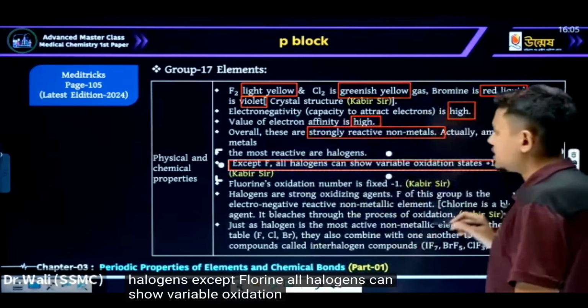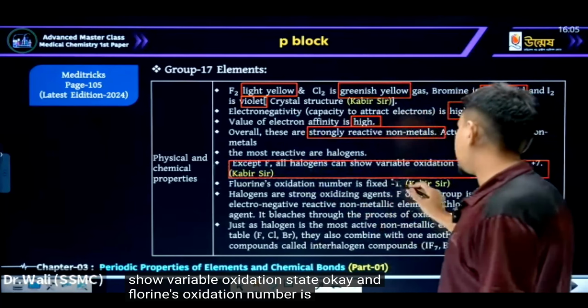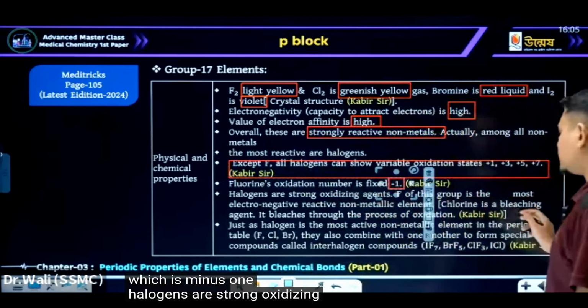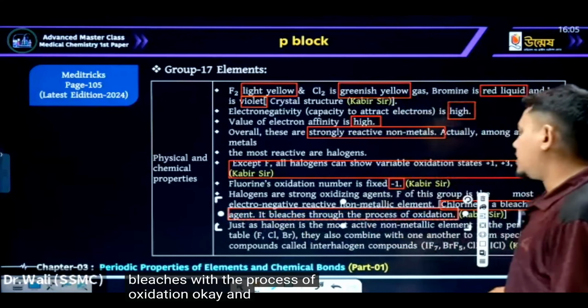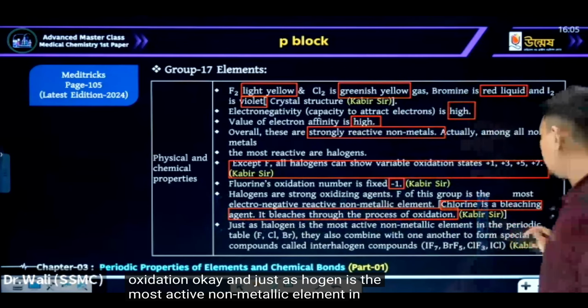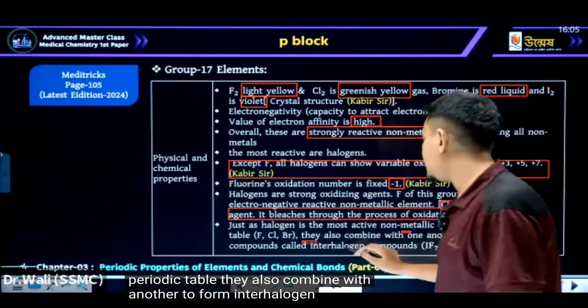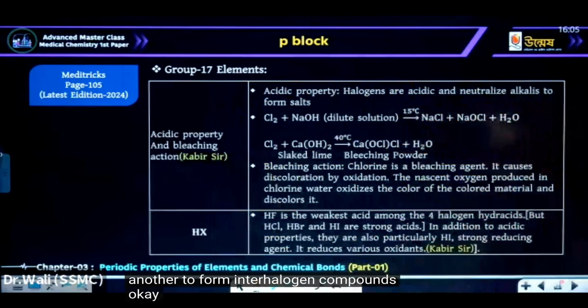Except fluorine, all halogens can show variable oxidation states. Fluorine's oxidation number is fixed, which is -1. Halogens are strong oxidizing agents. Fluorine is also a bleaching agent. It bleaches by the process of oxidation. Just as halogens are the most active nonmetallic elements in the periodic table, they also combine with one another to form interhalogen compounds.